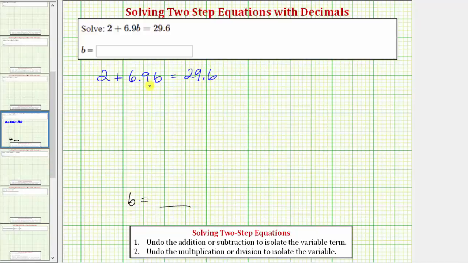And we'll take a look at two methods for solving this equation. For the first method, we'll leave the equation in its current form and isolate b on the left side. And for the second method, we'll begin by clearing the decimals from the equation and then solving for b.